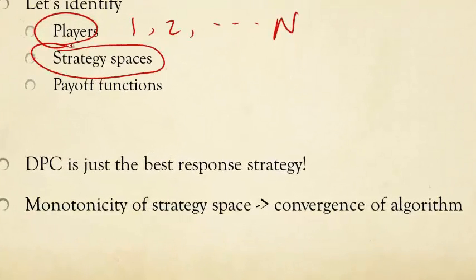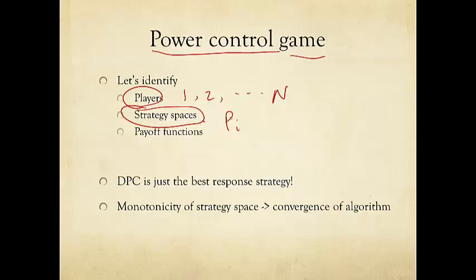Let's identify the strategy space here. It becomes a little more complicated. In the two examples we just saw, the strategy space is pretty simple. It's just two choices. But here there is a continuum of the power levels for each user i, such that the target SIR gamma is achieved.